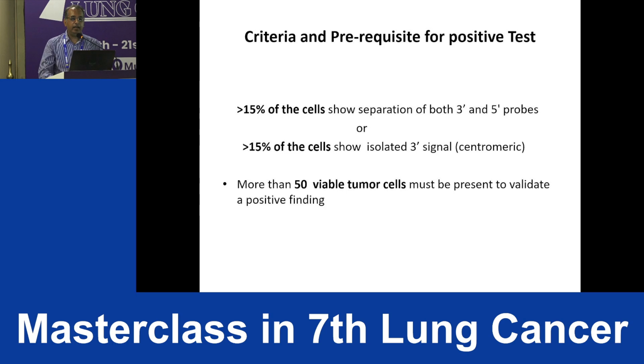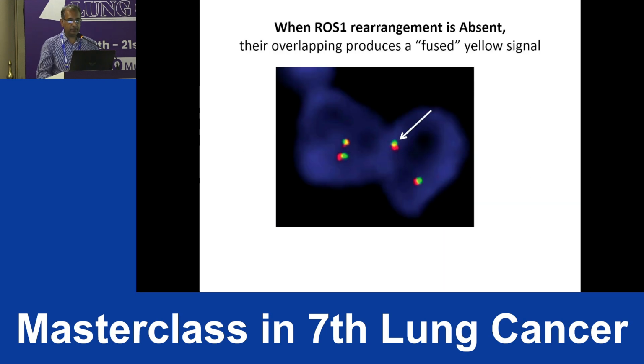So what is the criteria and prerequisite for a positive test? The criterion for a positive test is that more than 15% of the cells should show a break apart separation of the 3' and 5' probes, or more than 15% of the cells show an isolated 3' signal. The prerequisite is that more than 50 viable tumor cells must be present to validate a positive finding.